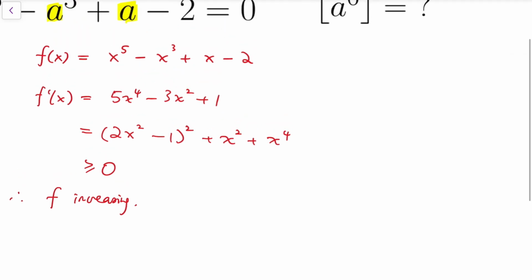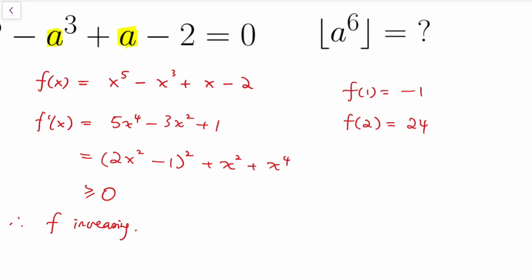Now, for this function, notice that if I try to put some simple values, say 1, then we'll get minus 1. If we put 2, then we'll get 32 minus 8 plus 2 minus 2, that's 24, clearly positive, so we know that a is between 1 and 2. But clearly it's not enough because we are trying to look for a to the power 6. And 1 to the power 6 is 1, while 2 to the power 6 is 64. So the range is too large. So we have to try to narrow the gap of the range of a.